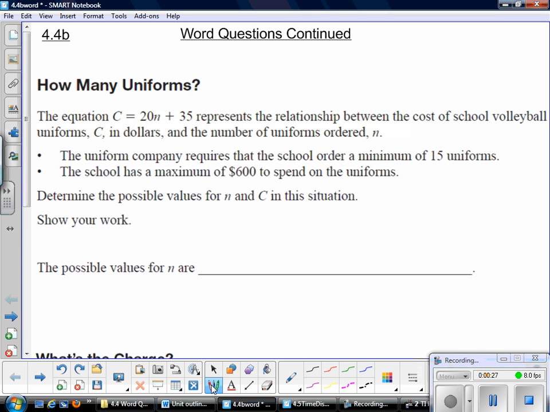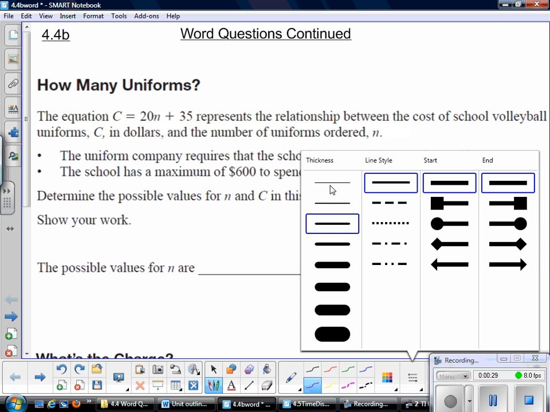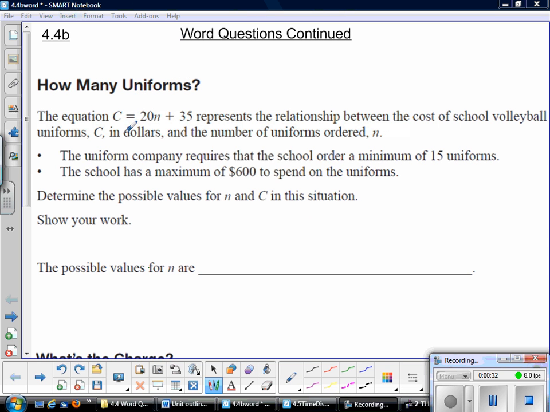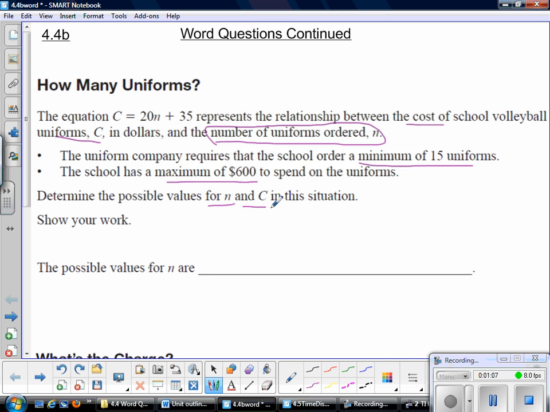So let's look at the first one, and I'm just going to bring up, I think we'll go to purple. Okay, so the equation C equals 20n plus 35 represents the relationship between cost of school volleyball uniforms C in dollars and the number of uniforms ordered N. Okay, so that's the number of uniforms. The uniform company requires that the school order a minimum of 15, but the school has a maximum of $600 to spend on the uniforms. Okay, so that's the information they gave us. It says determine the possible values for N and C in this situation.